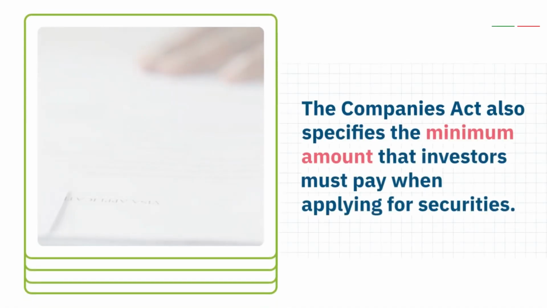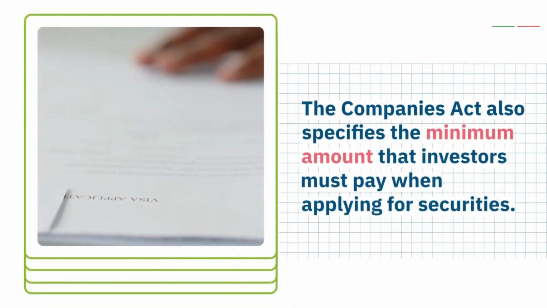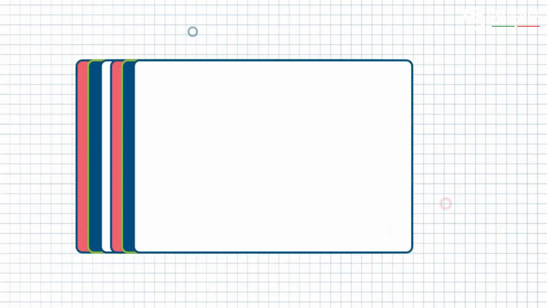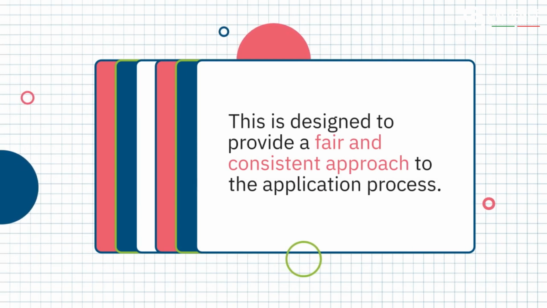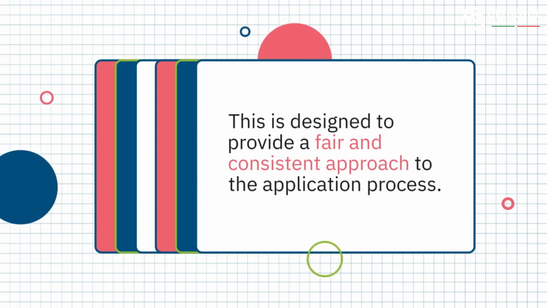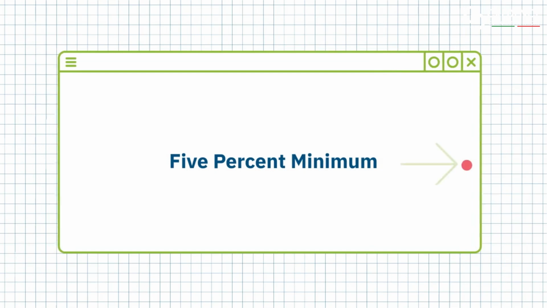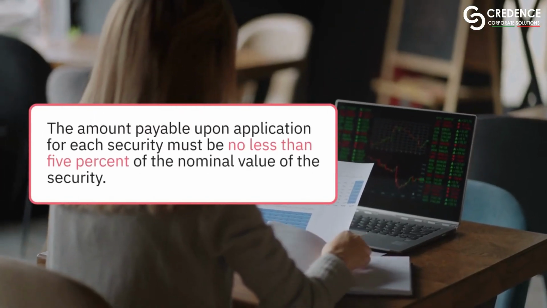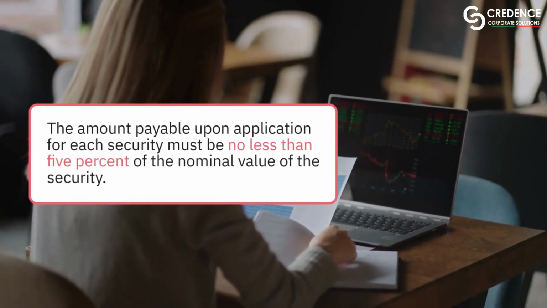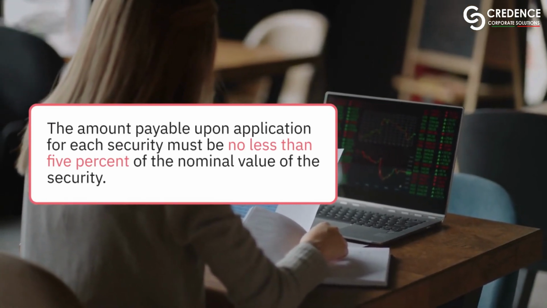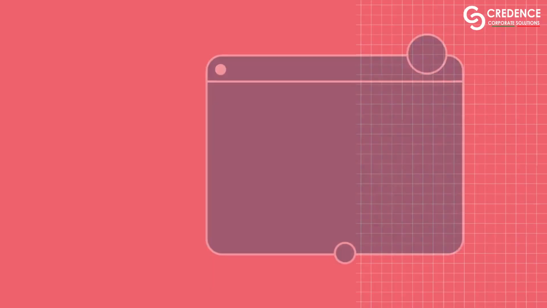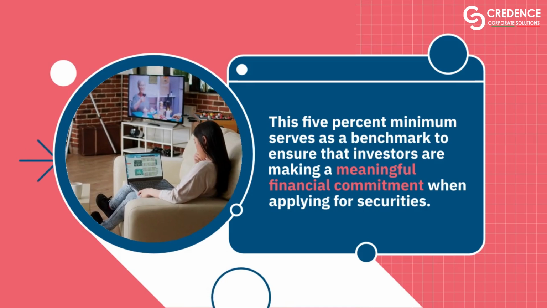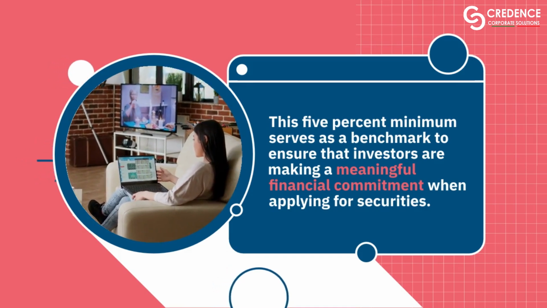2. Minimum application amount. The Companies Act also specifies the minimum amount that investors must pay when applying for securities. This is designed to provide a fair and consistent approach to the application process. 5% minimum. The amount payable upon application for each security must be no less than 5% of the nominal value of the security.